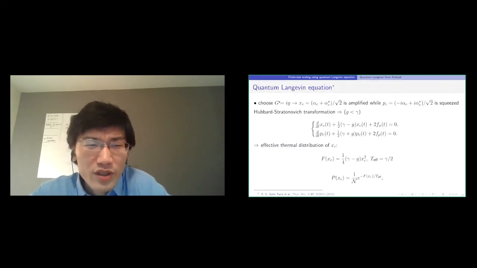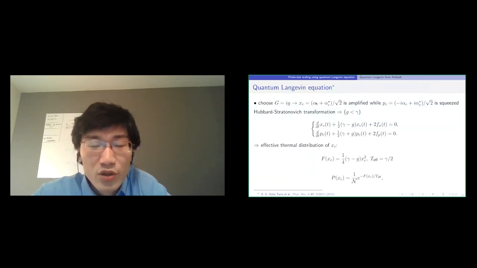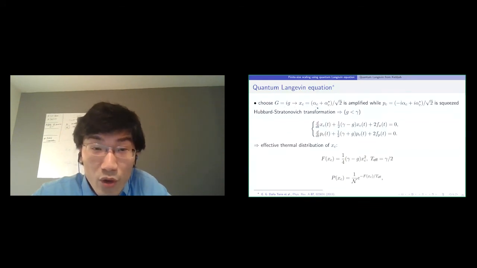So one thing is that for simplicity, we can choose the driving strength to be i times a real number. I mean, you can choose an arbitrary phase for G. Here, we just use this one for simplicity. Then for this driving, you can see that the two variables will behave very differently, even though alpha classical matters and alpha quantum equals 0 in the mean-field theory. You can show that for this driving strength, only the real part matters, while the imaginary part is squeezed.